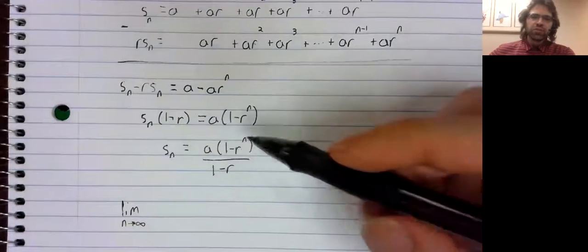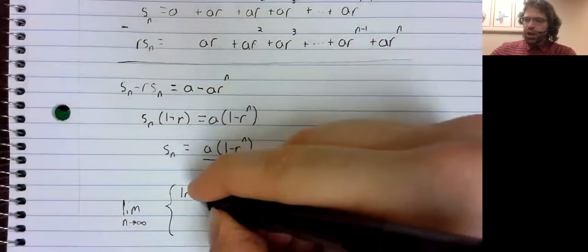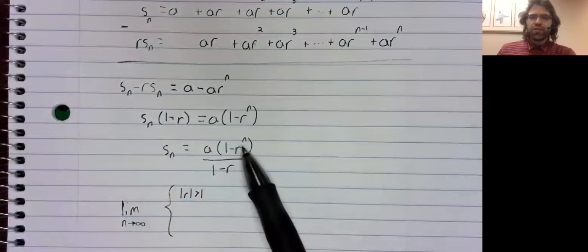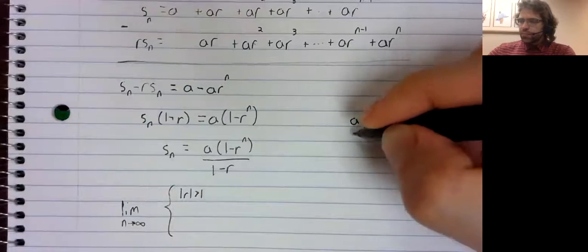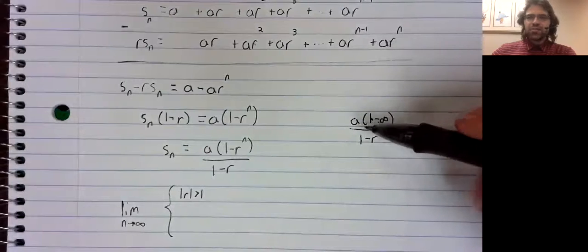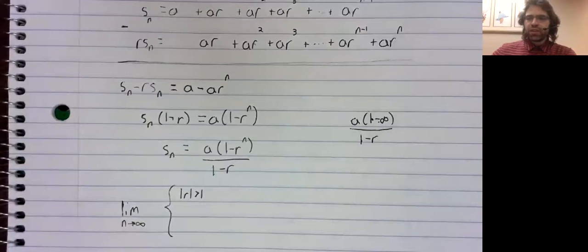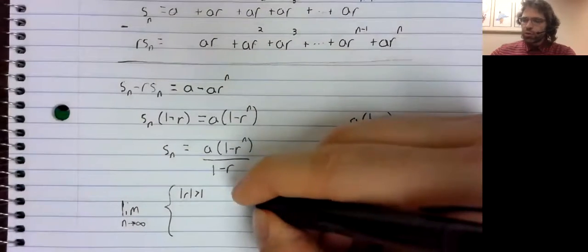And what happens depends on this R. If the absolute value of R is greater than 1, then as n goes to infinity, this goes to infinity. And we have something that looks like this. Well, 1 minus infinity is negative infinity. Times A is still negative infinity divided by 1 minus R is still negative infinity. So this limit doesn't exist. It diverges.